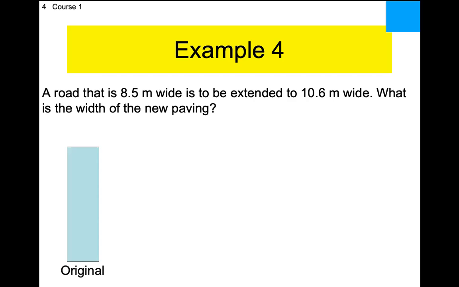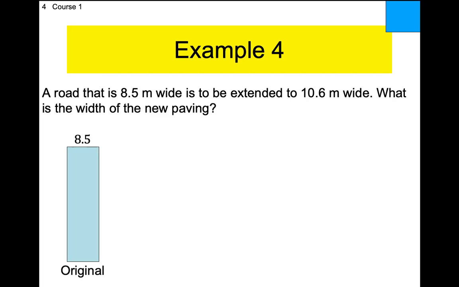Notice where's my width? Left to right or up and down on my picture? So how wide is the road at the start, according to the scenario? 8.5. There's my 8.5. What are we doing to the road? Are we making it longer or making it wider? Where do you see that? So in my picture, am I increasing up and down or am I increasing left and right? We're making it wider.